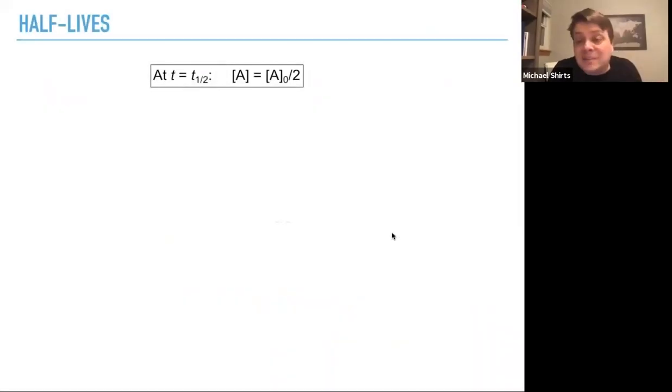So another concept that comes up a lot in reactions is the concept of a half-life. And really it's just another way to understand the rate. So the half-life is the time, which we denote by T1/2, at which the concentration is half of the initial concentration.